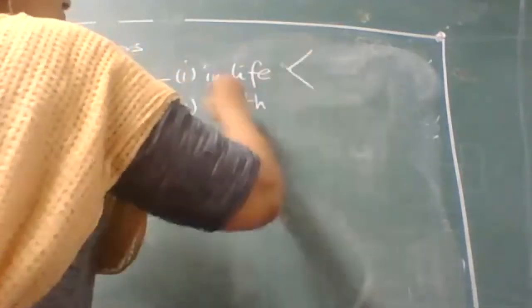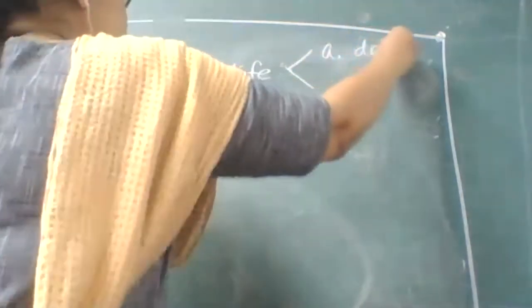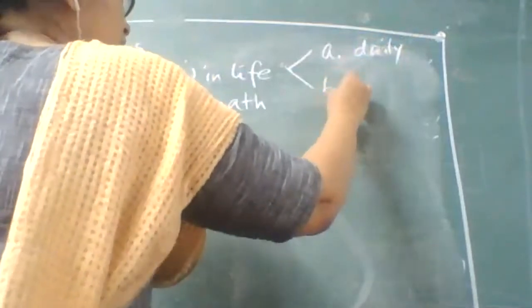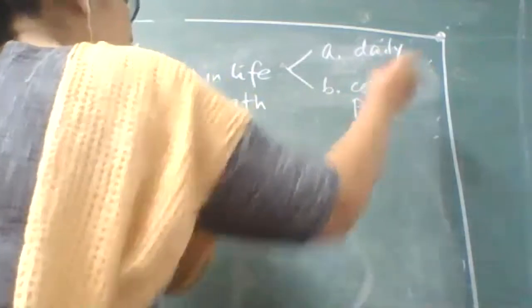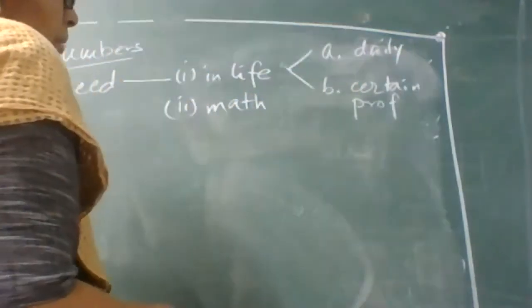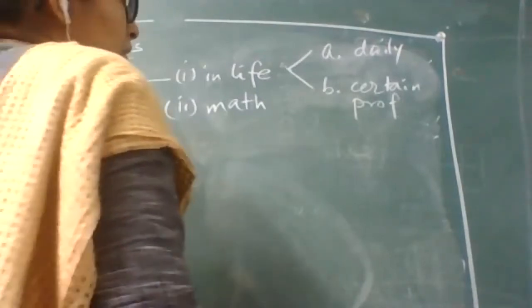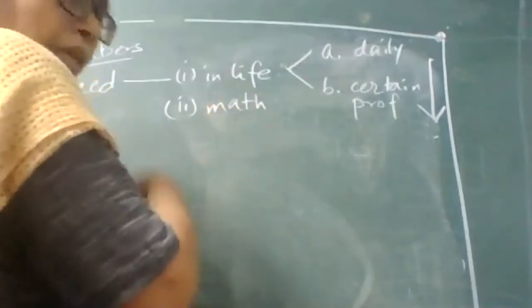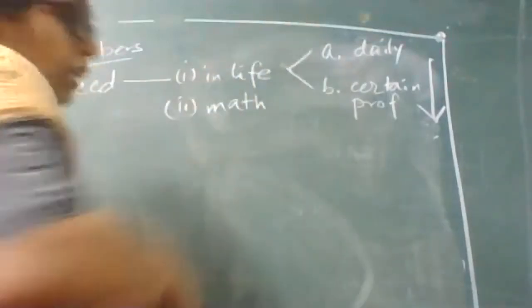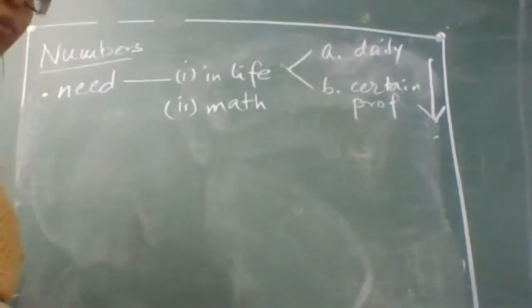Need in life can be split in two parts, daily life and certain professions. As you go into more and more sophisticated things, the priority goes like this. There is a greater amount of mathematical need compared to daily life needs. I mean, in daily life, why and how will you need square root?